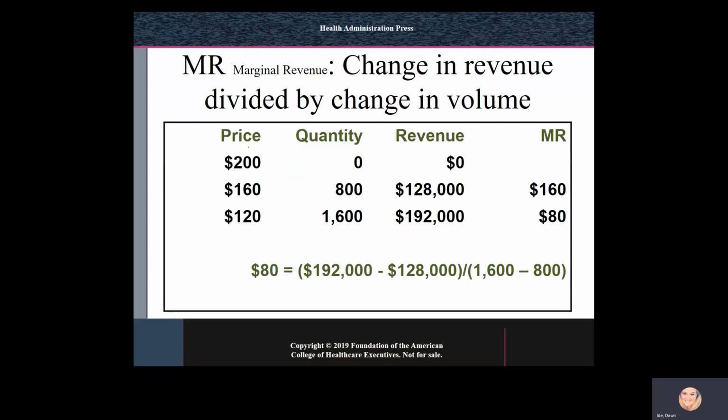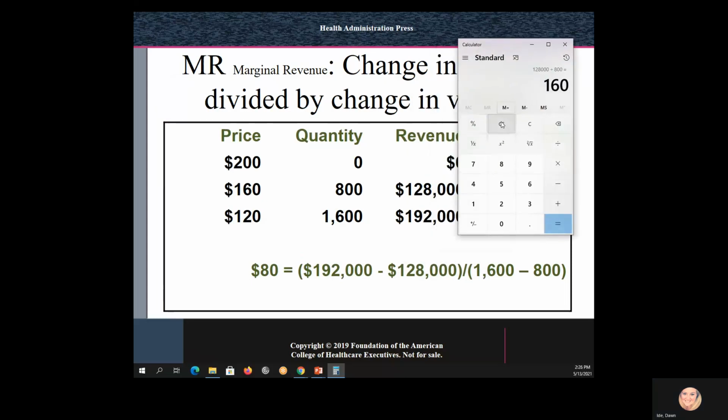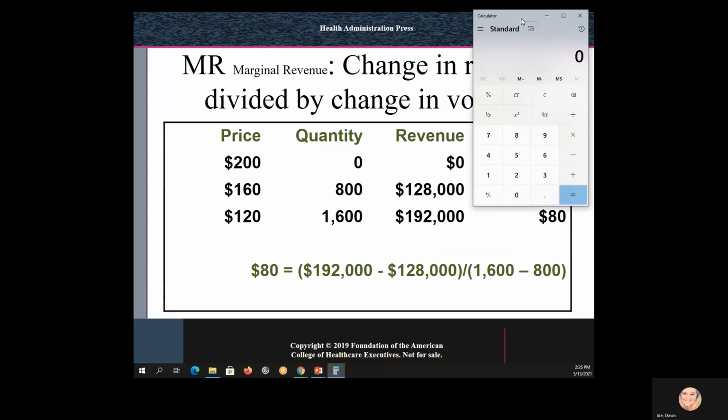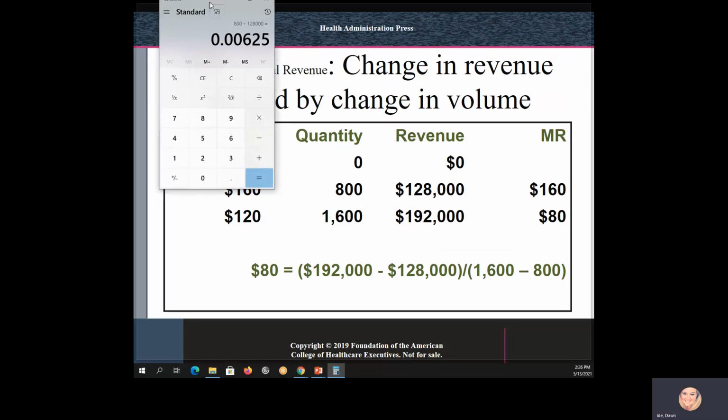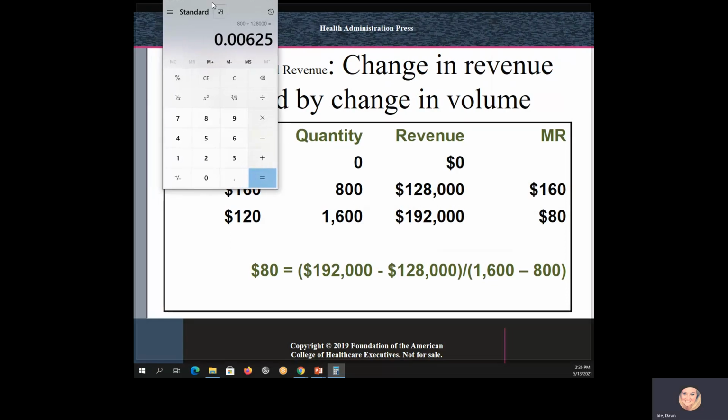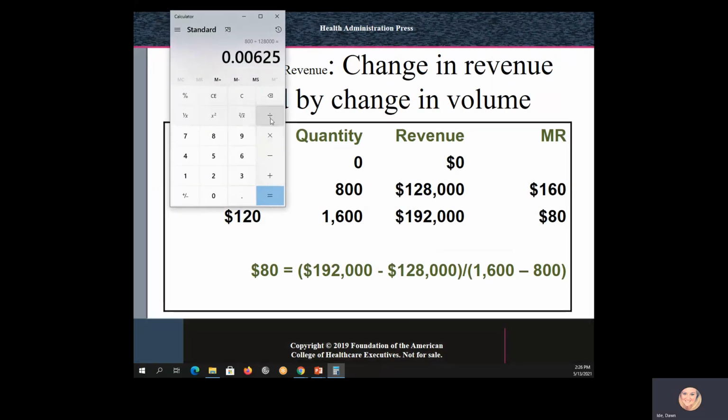If you're asking yourself, how did she get $160 out of that? I'm going to pull over my calculator and show you. So 128,000 divided by 800 equals, oops. Sorry guys. Hold on, I keep doing something wrong here.